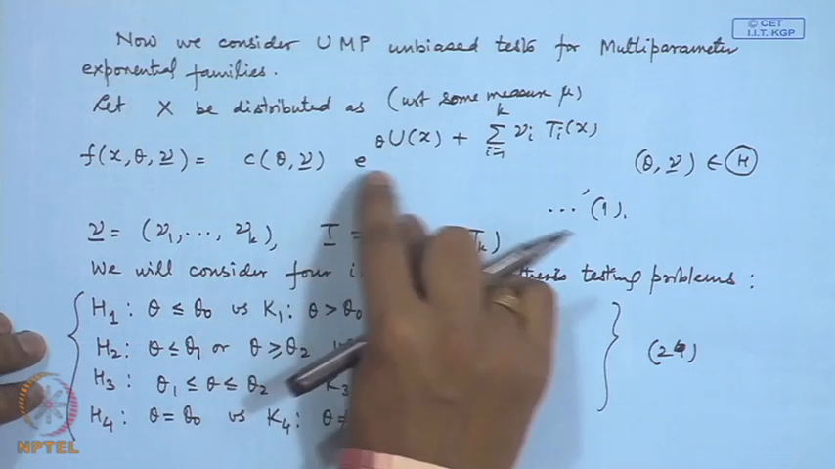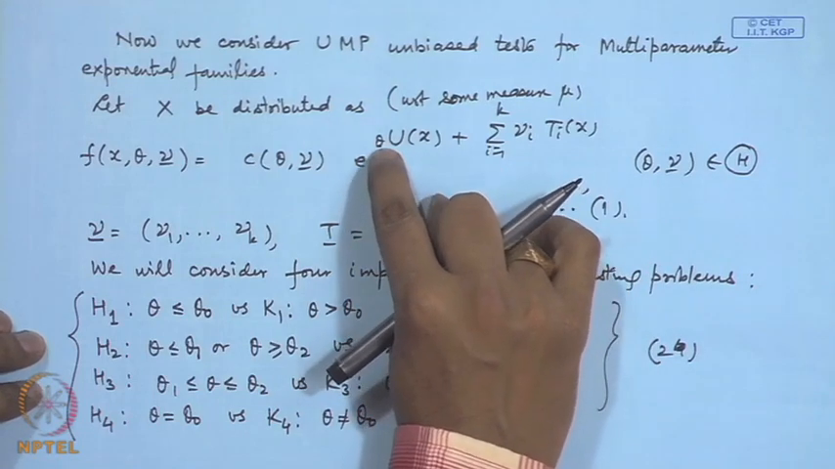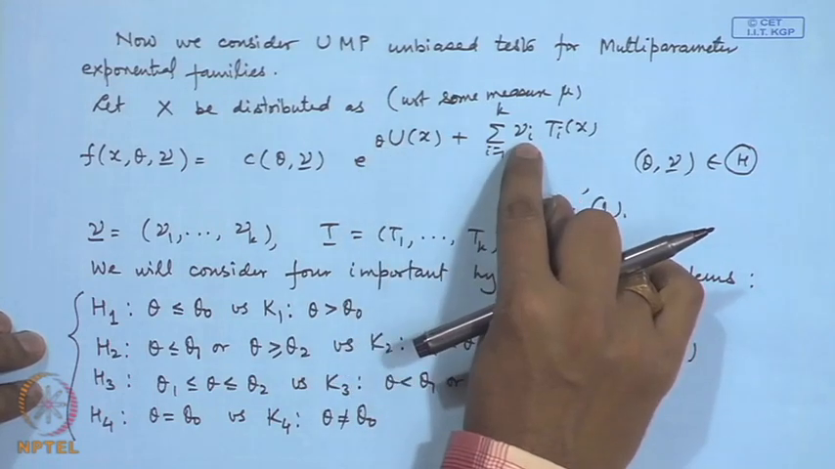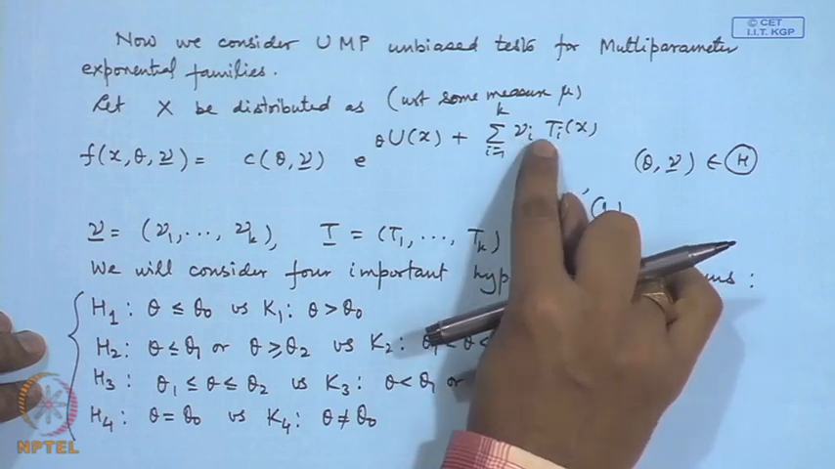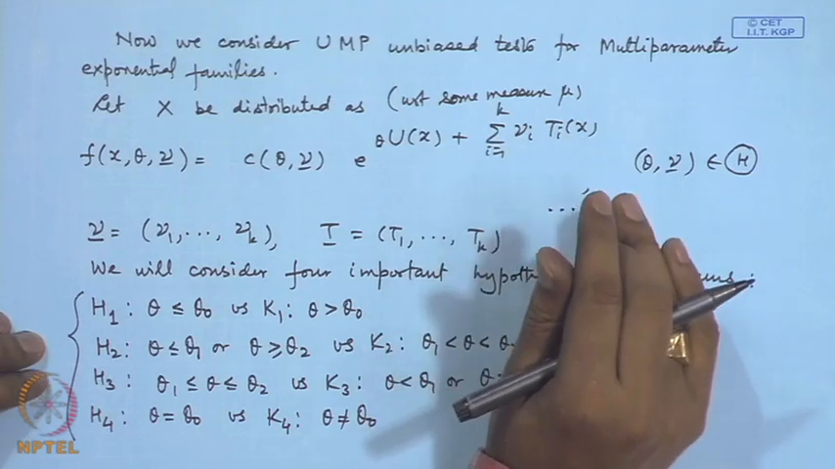But now, we are dealing with multiparameter exponential family. Here I am writing theta as one of the parameters, but there are other parameters also like nu 1, nu 2, nu k. These are usually termed as nuisance parameters.